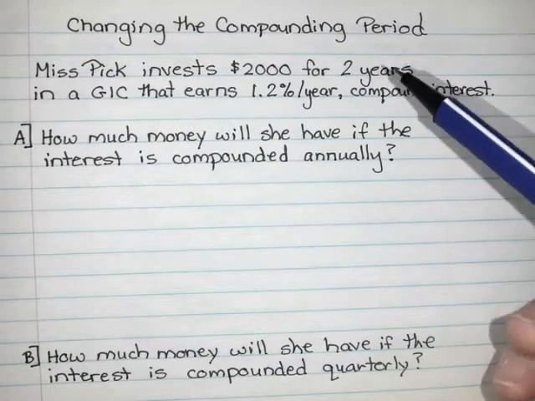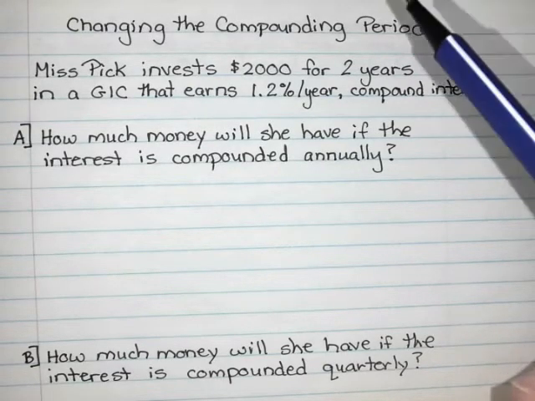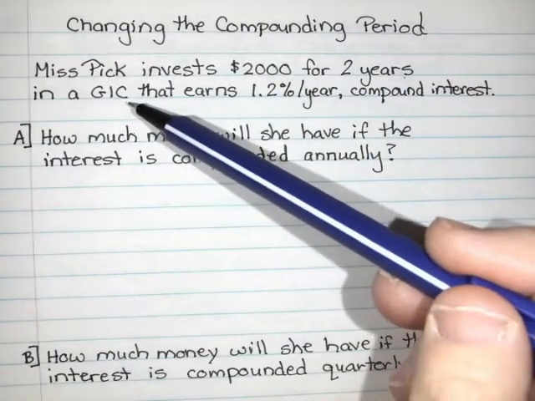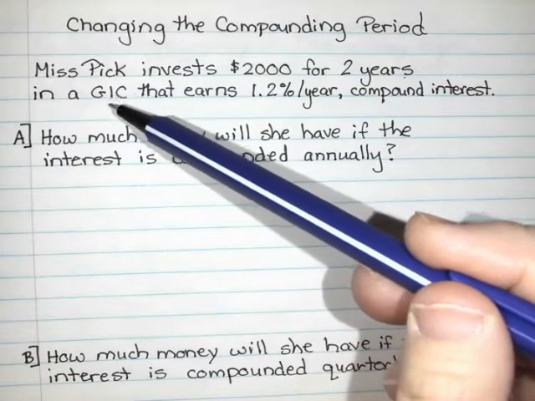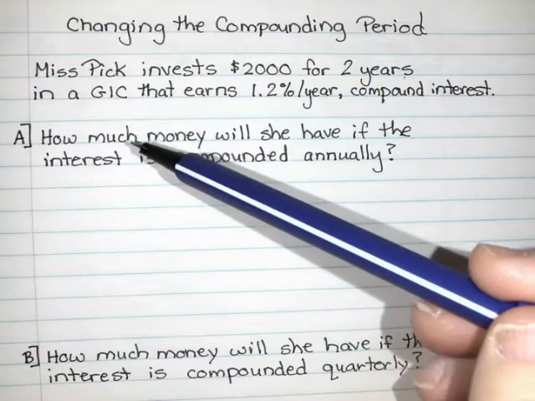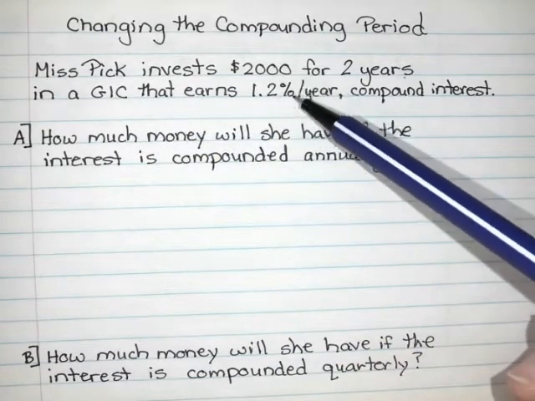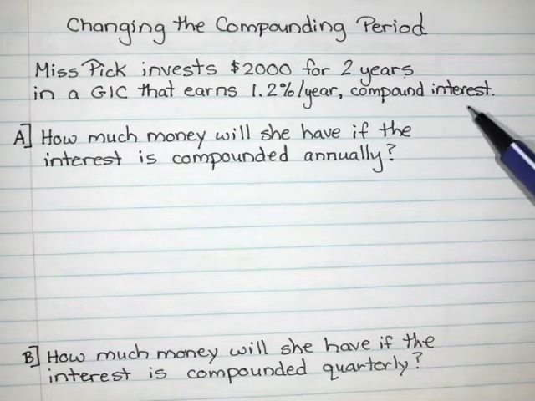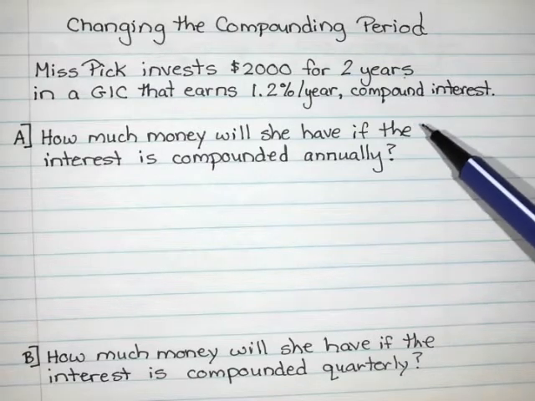Today we're going to talk about changing the compounding period on an investment. So our question here says, Miss Pick invests $2,000 for 2 years in a GIC. GIC stands for Guaranteed Investment Certificate. It's just a type of investment that you can put your money in. And it earns 1.2% per year compound interest. So this isn't simple interest, this is compound interest where you're going to earn interest on your interest.